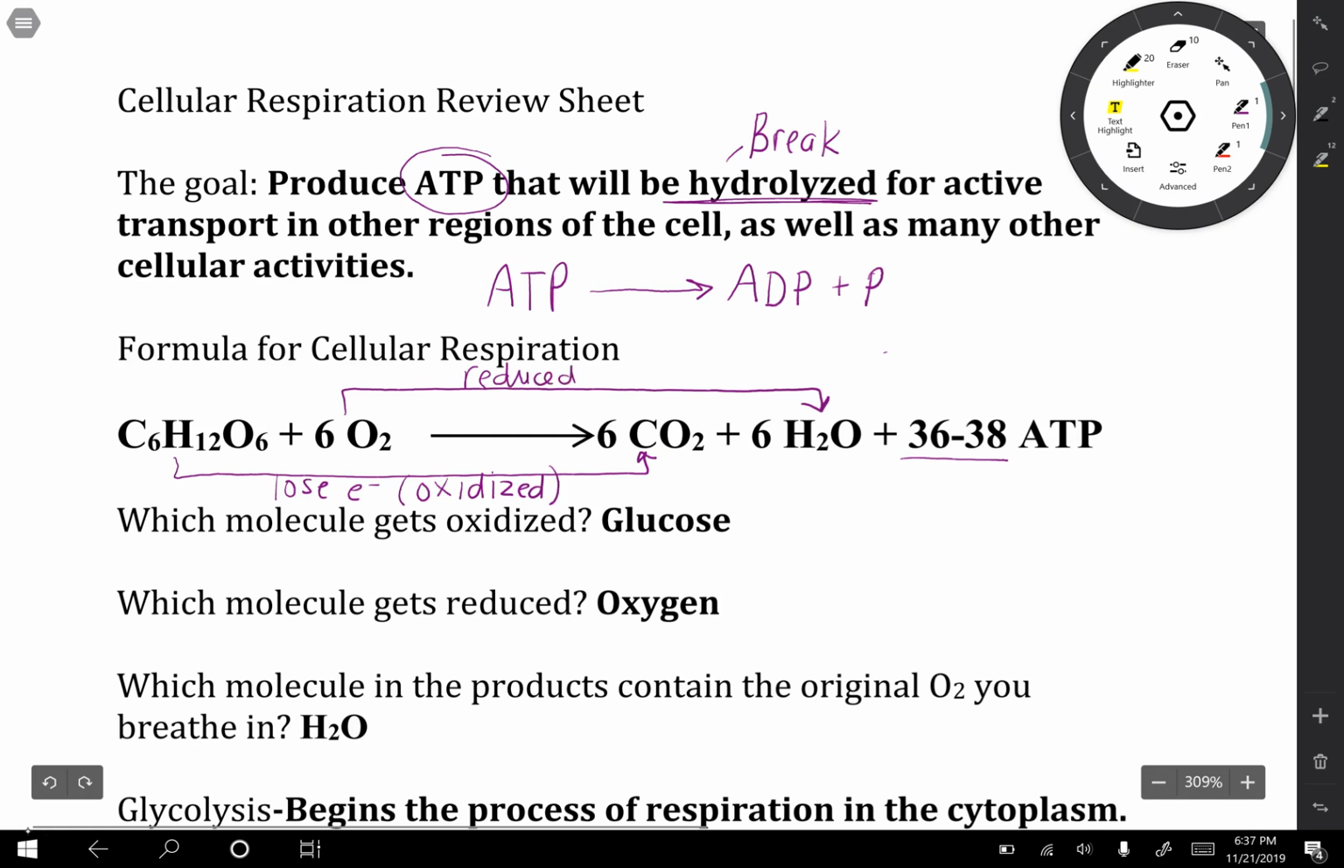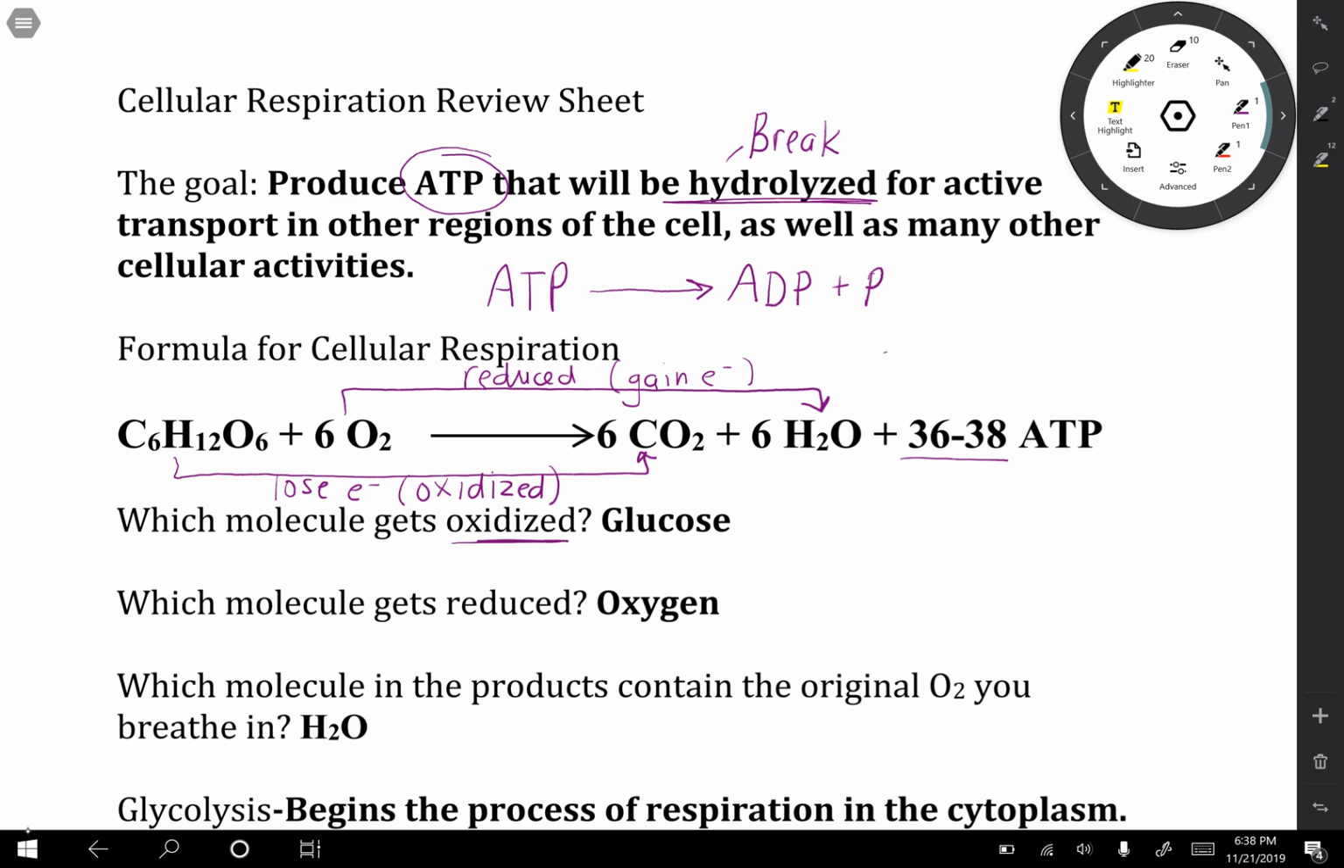And we'll see where they gain them in a little bit. And I know it sounds weird to gain something and say reduce, but you're gaining a negative, so that's the reduced. So if we look at this equation, you have the molecule being oxidized as glucose and the molecule being reduced as oxygen. Now, how do you know that?